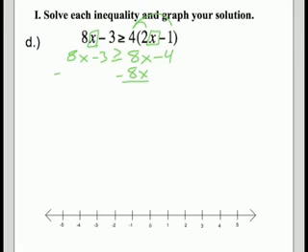Now we must move all the x terms to the left side, so we're going to subtract 8x to both sides. And in this case, the x's cancel out on both sides. We're left with negative 3 is greater than or equal to negative 4. Well, that statement's true. Negative 3 is greater than or equal to negative 4.